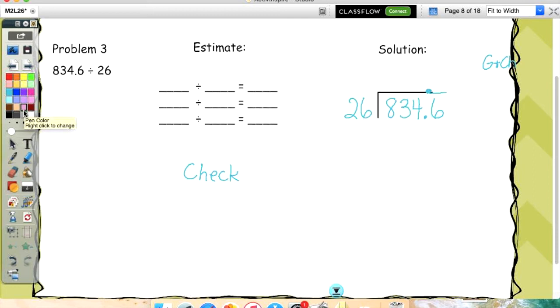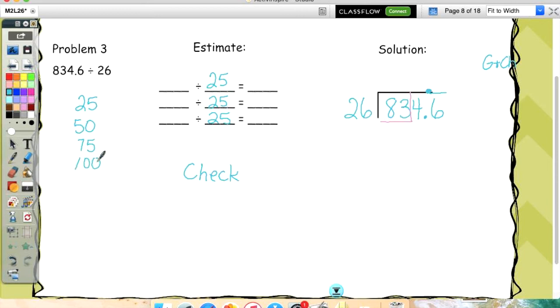Now I need to make a decision. Caden, where should I put my box here? On the 83. I agree. Okay? So the next decision, Yondell, what should I round my divisor to? And it's not really rounding, is it? Okay, it looks like you're going to need 3 of these since I have 3 on mine. And I will skip count by 25s.